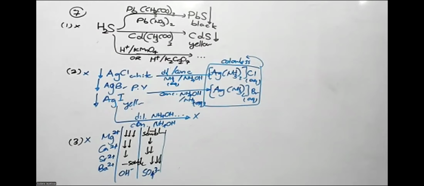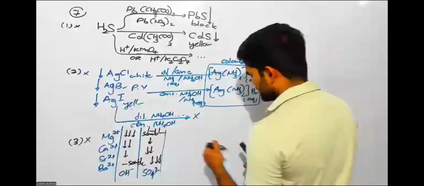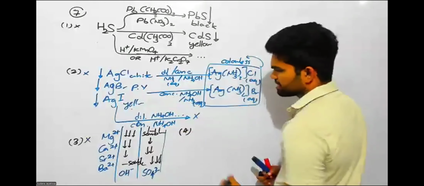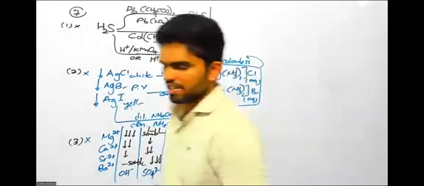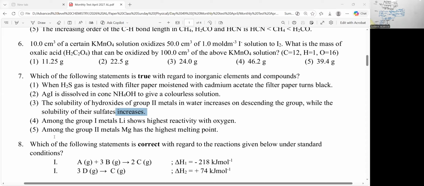Okay, solubility of group 2 hydroxides increases in water, while the solubility of their sulfates increases. That part is wrong. The last 'increases' is wrong. Anyway, take it as a wrong statement. Now let's see why the fourth and fifth answers are also wrong. Anyway, there's no answer for this question. Answer all.